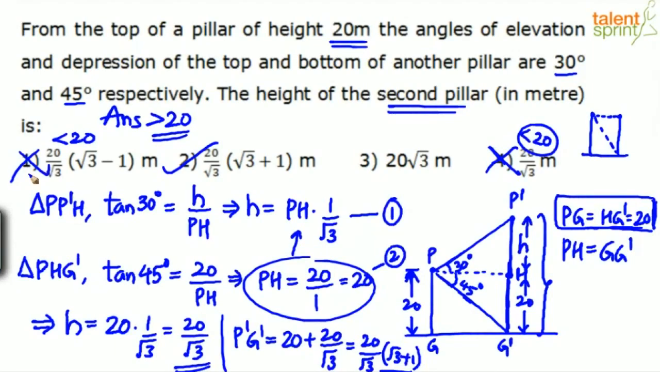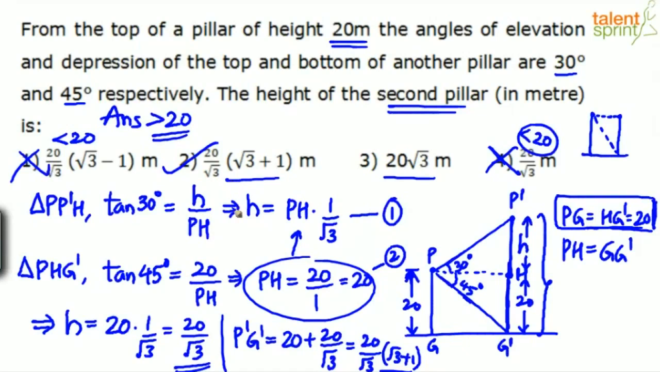Since second pillar is taller, option 1 and option 4 are not possible. The only possible answers are option 2 or option 3. Yes, option 3 is greater than 20, right? We are multiplying 20 by 1.7, 1.732. So that comes out to be greater than 20.